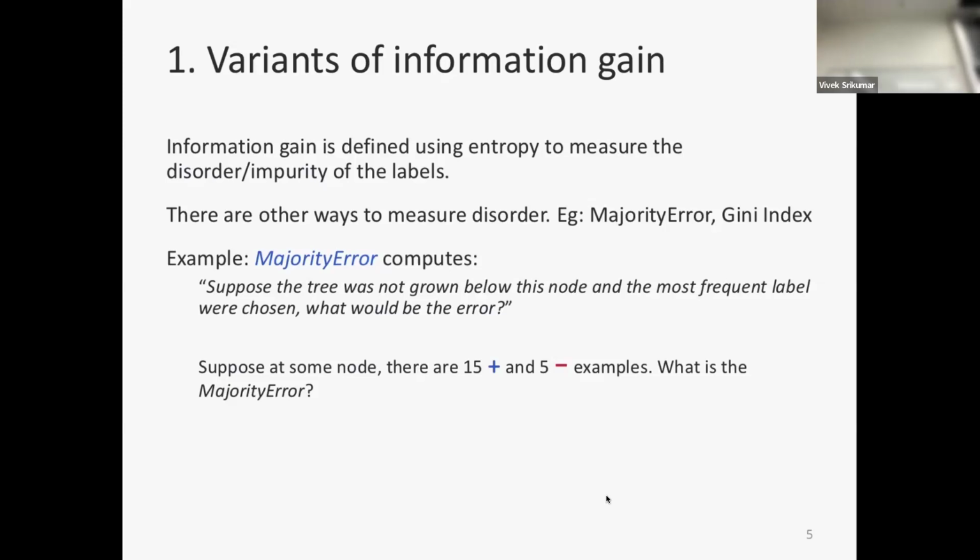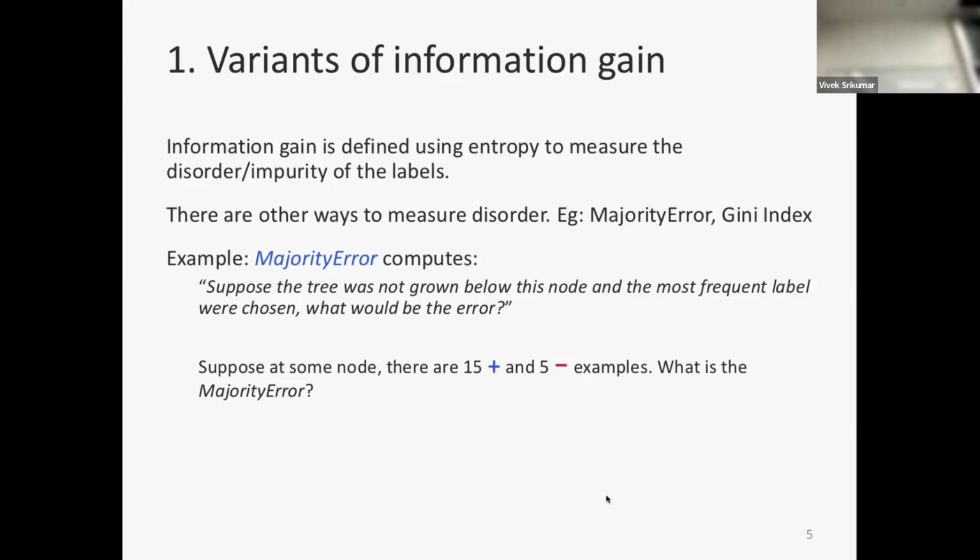The majority error essentially says, suppose you stop growing the tree at this point. So you have a certain data set and you're not going to grow the tree anymore. You're forced to pick one label. The most reasonable thing to do there is to pick the most common label. And if it turns out that the most common label does not apply to all the examples, maybe there are examples that do not have that label, then by forcing the tree to just be that one label, your tree is going to make mistakes on all those other examples. So you could ask, what is the error that you get by picking the most common label? That's called the majority error.